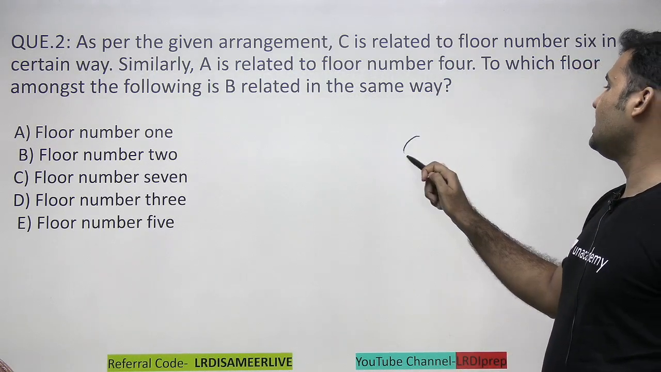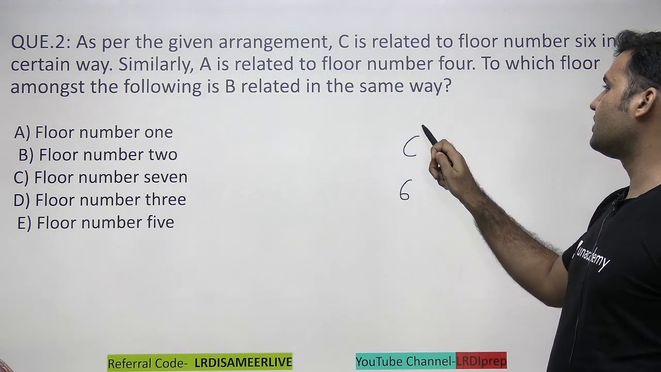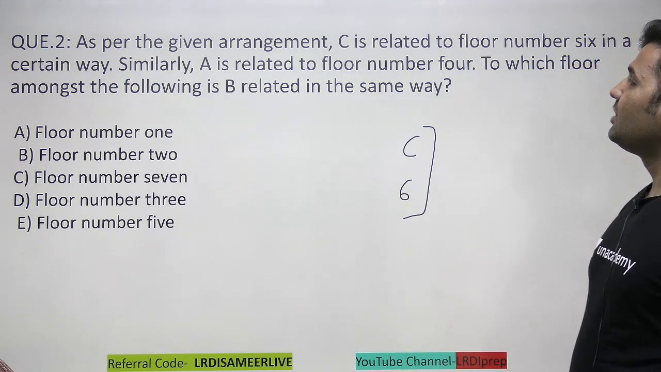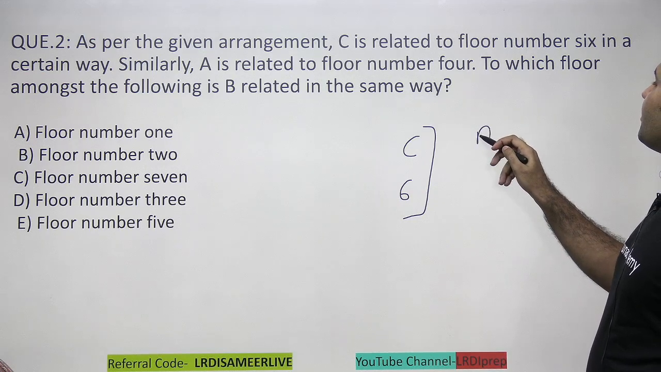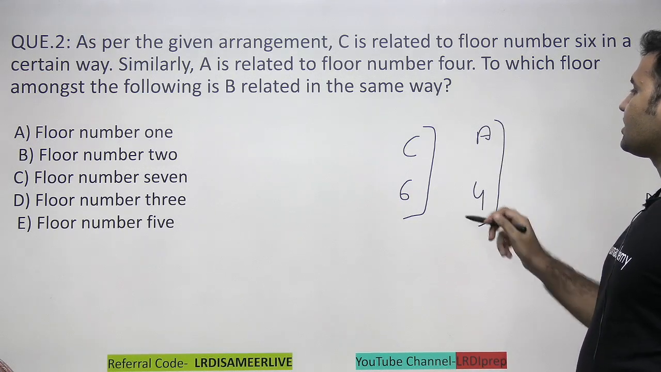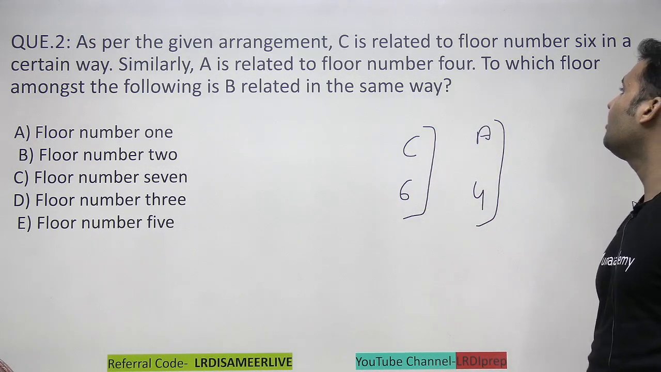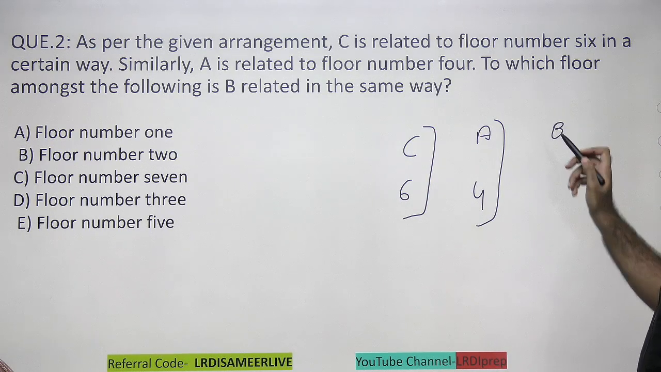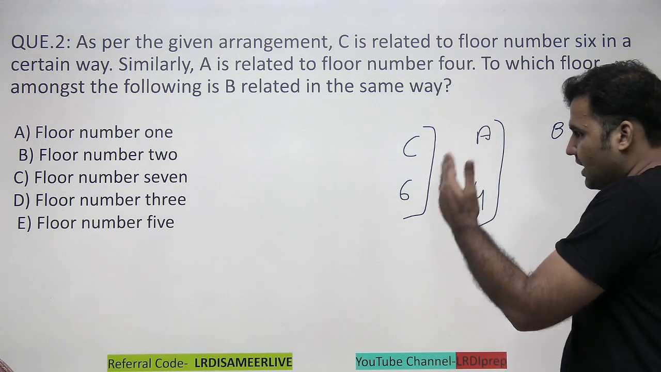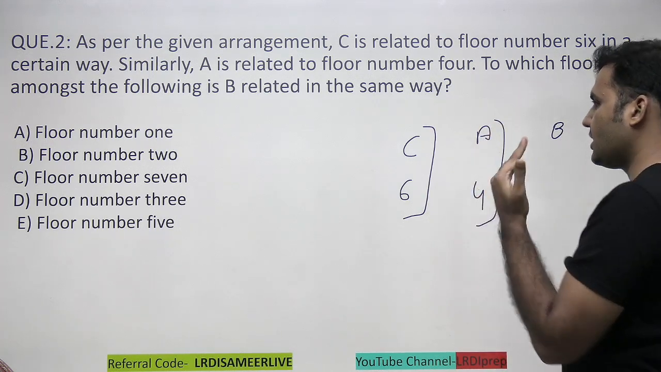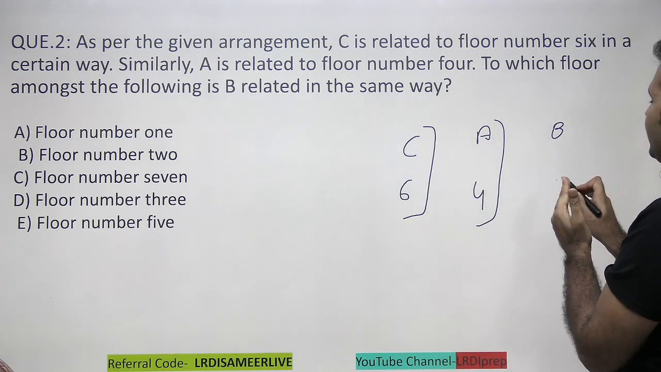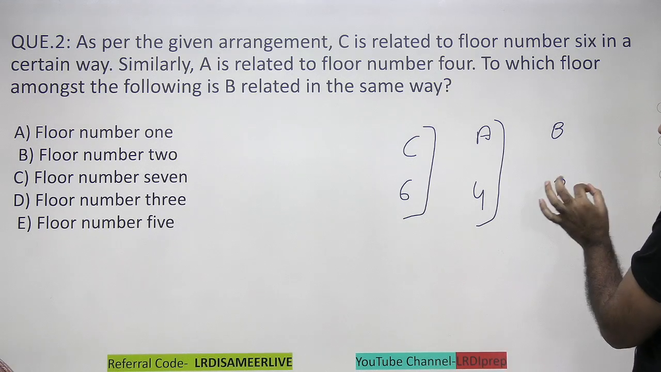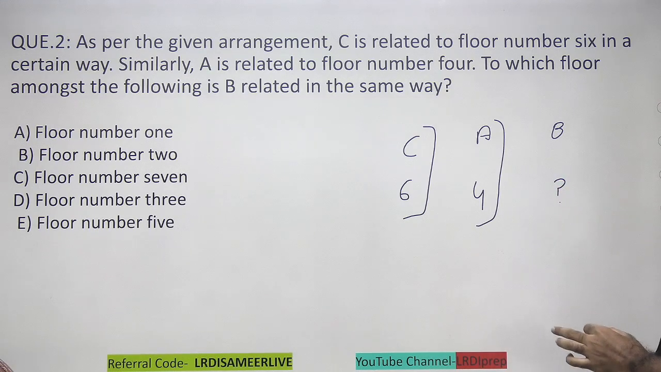6. C, we need to see a relationship between C and 6. Similarly, A is related to the floor number 4, right? The relationship between C and 6 and A and 4 is the same. And to which floor among the following is B related in the same way? So in the way C and 6 are related, the way A and 4 are related, in this way how is B related to the floor number, and we need to find out this floor number. Now let's see C6A4.